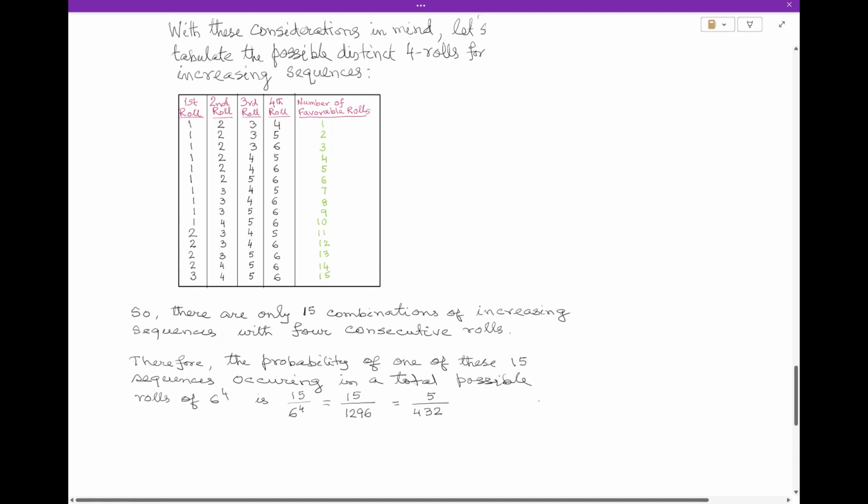Therefore, the probability of one of these 15 sequences occurring in a total possible outcomes of 6 to the power of 4 is 15 divided by 1296, that is equal to 5 by 432. That is the answer.